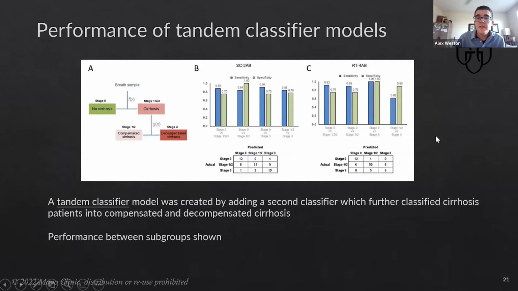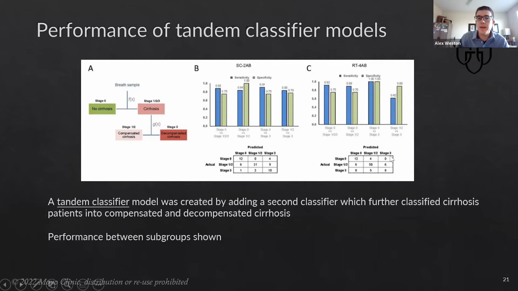So the final machine learning experiment: we combined our classifier for cirrhosis versus no cirrhosis with a second one to differentiate between compensated stage 1 and 2 versus decompensated stage 3. So we're calling these 2 models our tandem classifier. And so the results of this classifier are shown in a pairwise comparison, differentiating firstly stage 1, 2, and 3 versus our healthy controls, and then separating that out by stage.